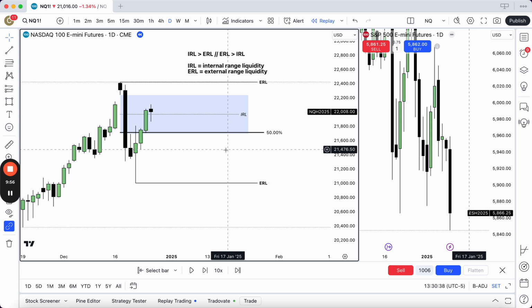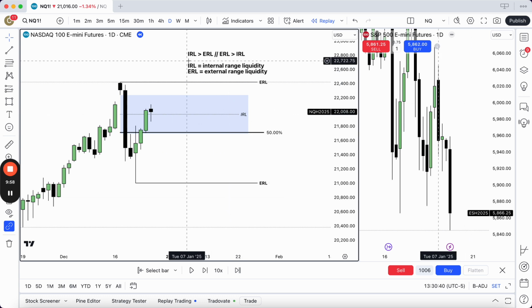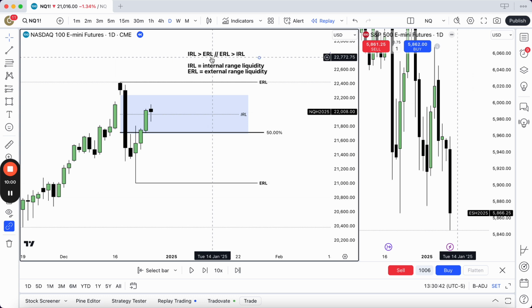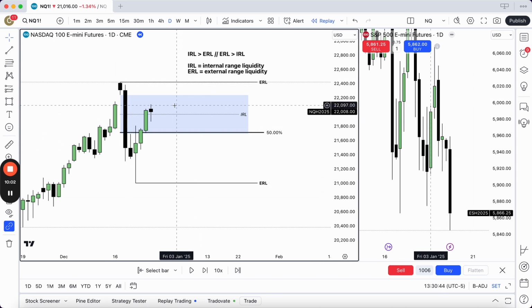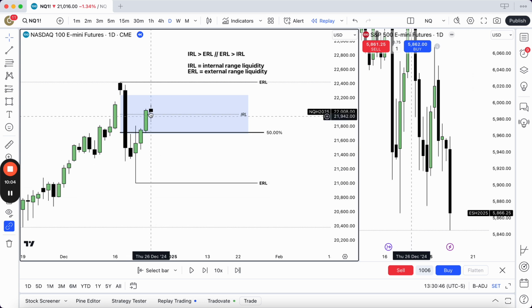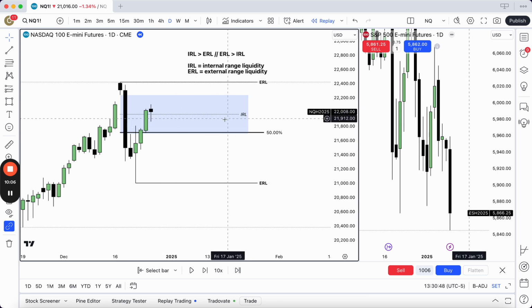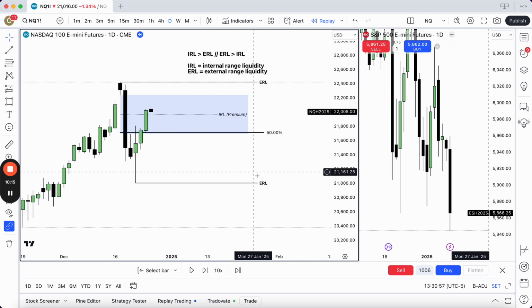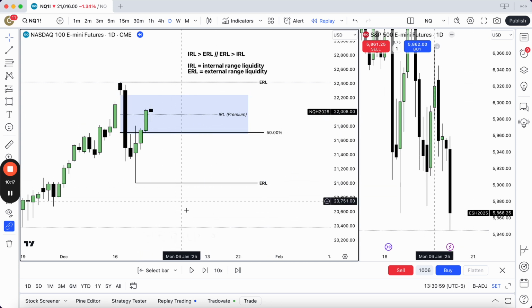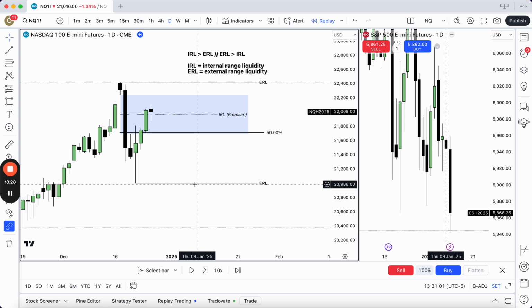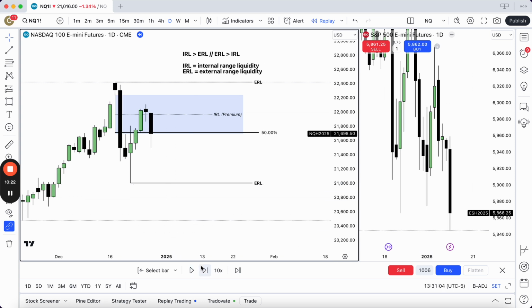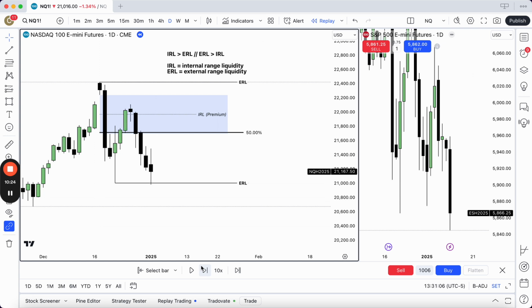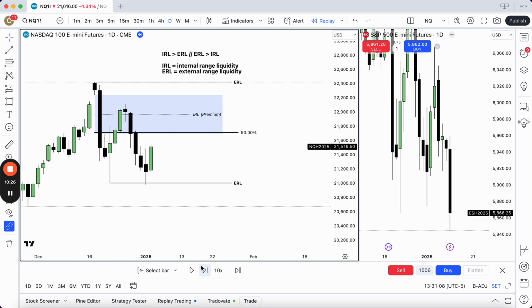So since we can anticipate price to move from internal range liquidity to external range liquidity, because that's how price moves, we can anticipate price to trade inside of this internal range liquidity level, right? This is premium. Okay, this premium array. We can anticipate price to trade into this premium array and then trade back into this external range liquidity at this low. And what happens to price? Price rejects and trades right into that external range liquidity level.